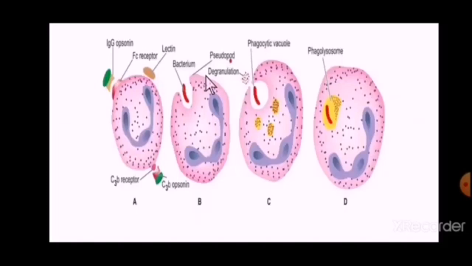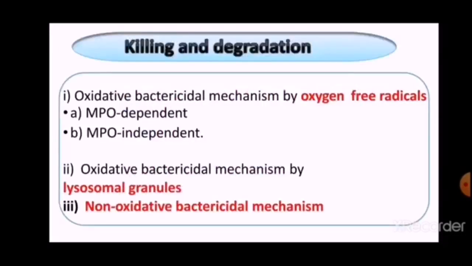Now, the engulfment. Engulfment is by formation of pseudopods around the particles, and then formation of phagocytic vacuoles. When the vacuole fuses with the lysosome, a phagolysosome is formed. Finally, killing and degradation by oxidative bactericidal mechanism, by oxygen-free radicals, or oxidative bactericidal mechanism by lysosomal granules, or by non-oxidative bactericidal mechanism.